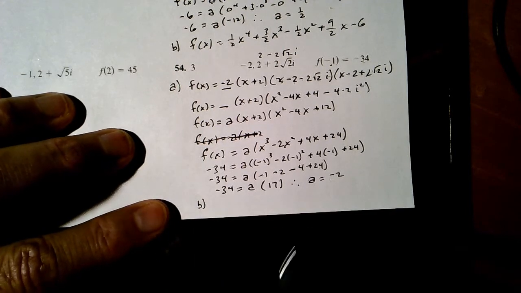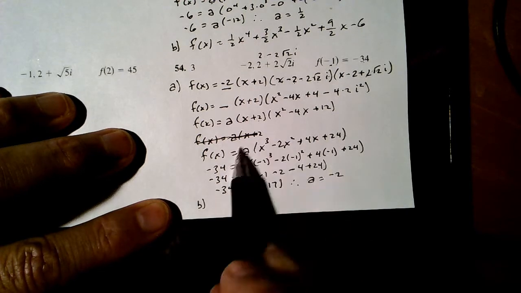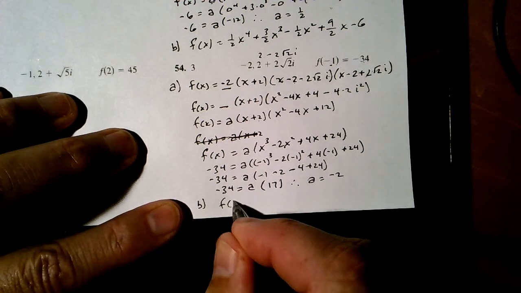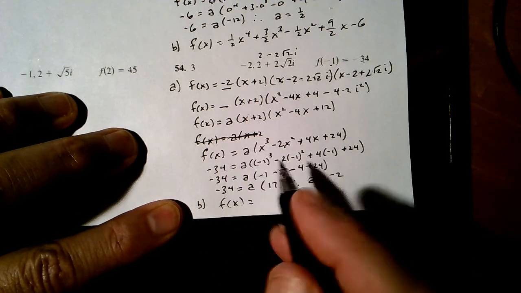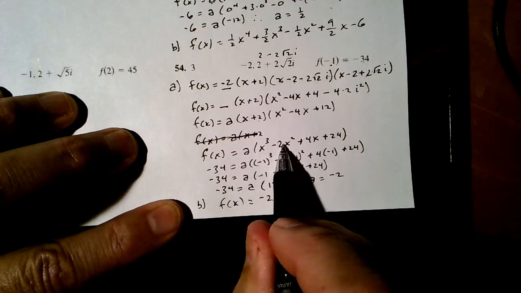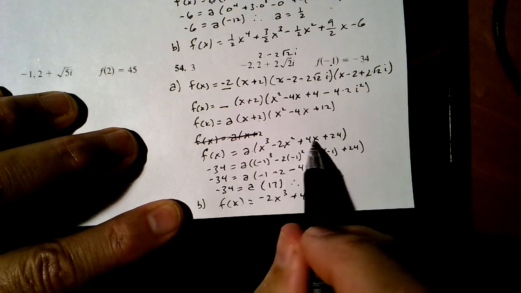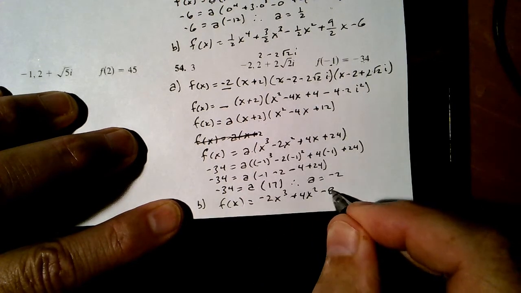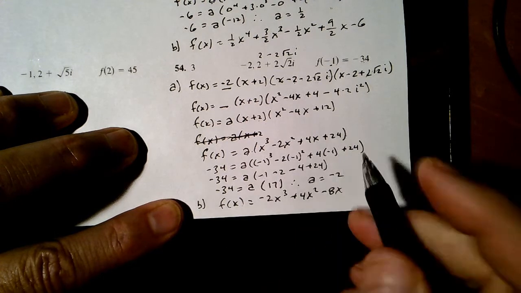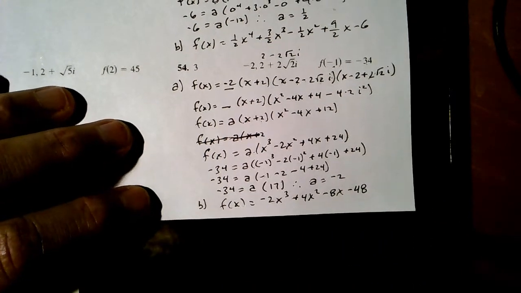And my b answer is distribute negative 2 through this. So I get f of x equals negative 2x cubed. Negative 2 times negative 2 plus 4x squared. Negative 2 times 4x, minus 8x. Negative 2 times 24, minus 48.